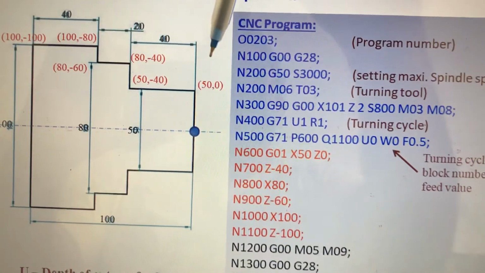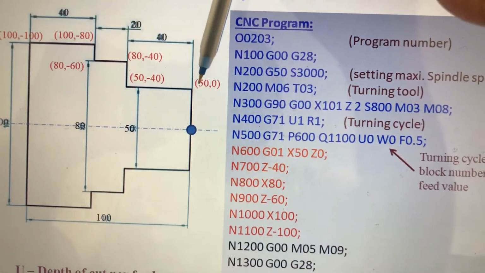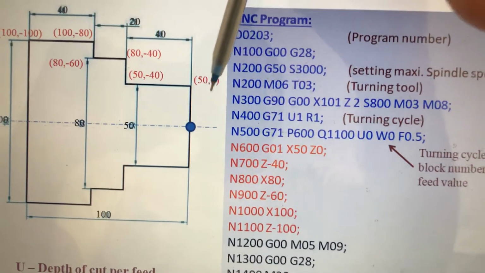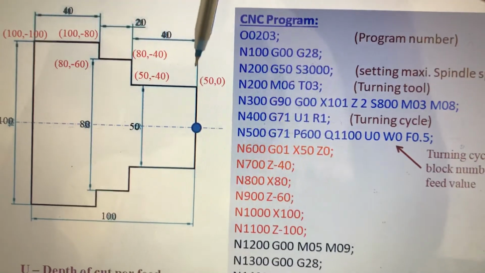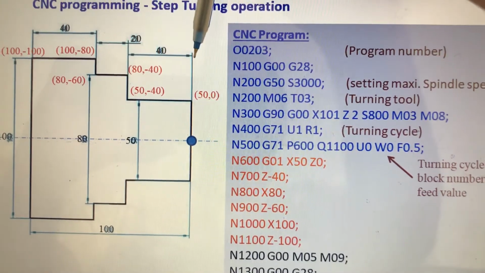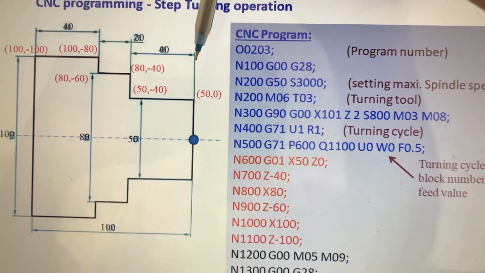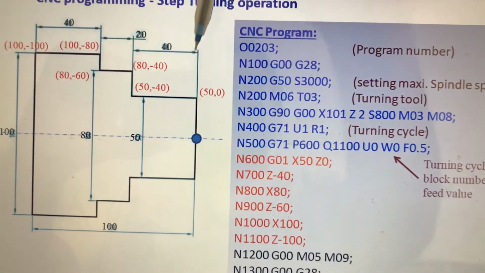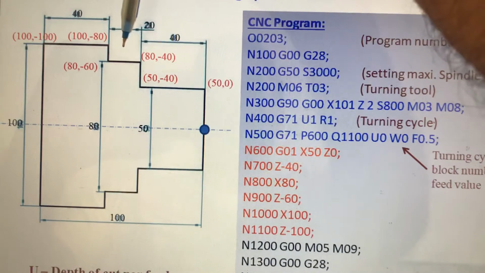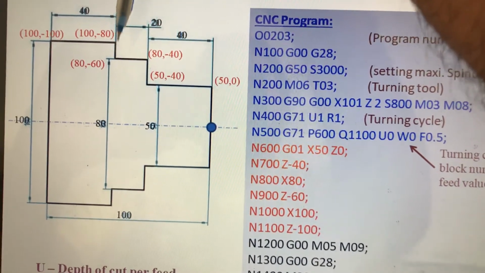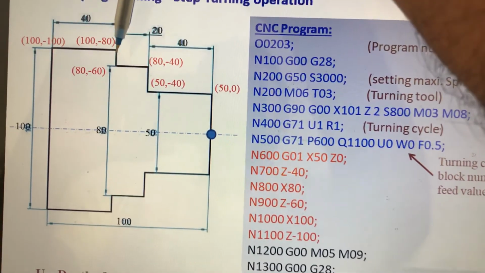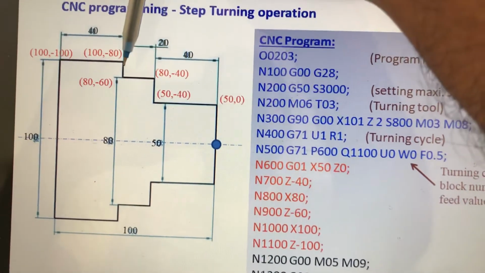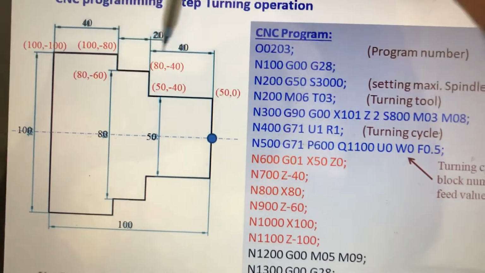When you use the G71 block, there are two more values called U and R. What is U? U is the depth of cut. How much depth at 101? 1 mm depth. U1 means U is the depth of cut, 1 mm depth of cut. And in a 1 mm depth of cut, it completes one stroke. After finishing that, it has to come out. This is called retract. The R value is called retract. Retract how much? Again 1 mm up and go back.